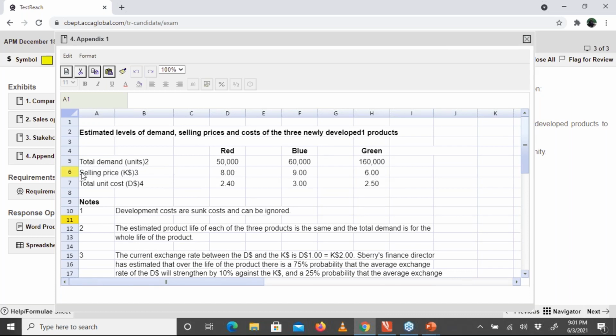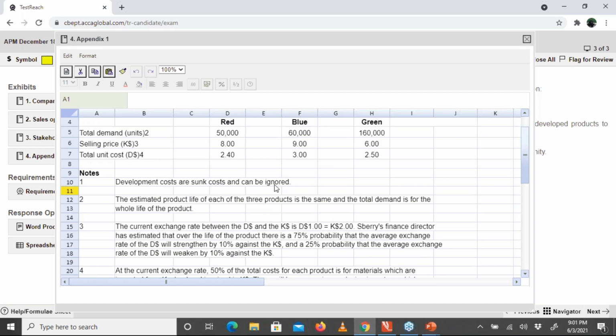There's this total demand, there is this selling price, and then there is this total unit cost, etc. It says development costs are sunk costs and can be ignored. So what does it say? It says that the development costs that we have incurred, you ignore those, because they have been incurred, and we should actually forget those development costs. That is something that they have told you.